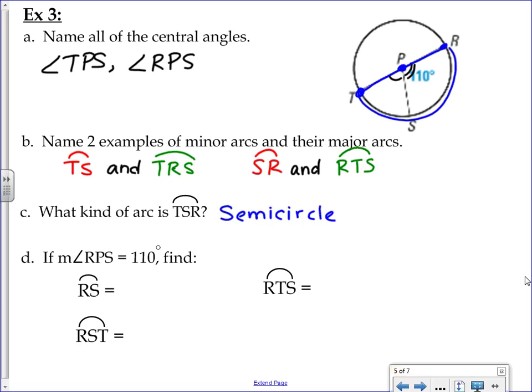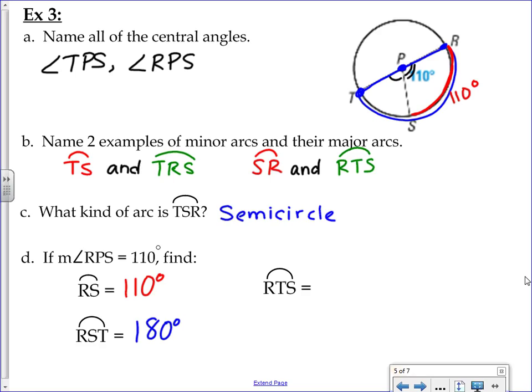All right, so let's actually find some measures. So we've already been given that angle RPS is 110 degrees. So we're just going to find the following measure of these arcs. So let's look at RS. So RS, this arc here, corresponds with the 110. So it's also going to be 110. Let's look at RST. So RST, I've already drawn that out in blue, is a semicircle, which is going to be 180 degrees.